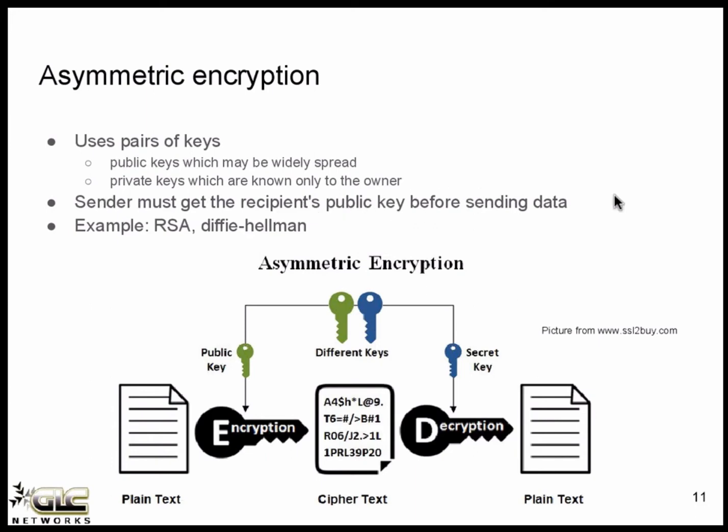So if you want to send me a message using asymmetric encryption, please give me your public key. Where's your public key? Here, this is my public key, and then you can use the public key for encrypting the message.